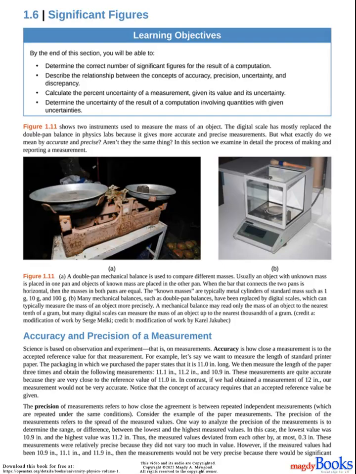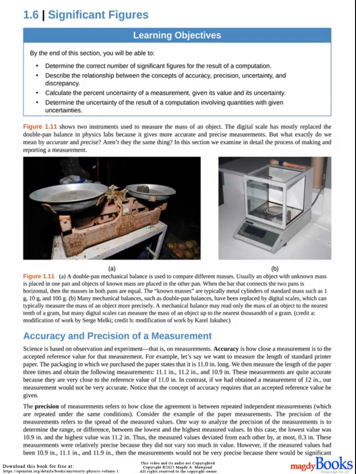The precision of measurements refers to how close the agreement is between repeated independent measurements, which are repeated under the same conditions. Consider the example of the paper measurements. The precision of the measurements refers to the spread of the measured values. One way to analyze the precision of the measurements is to determine the range, or difference, between the lowest and the highest measured values. In this case, the lowest value was 10.9 inch and the highest value was 11.2 inch. Thus, the measured values deviated from each other by, at most, 0.3 inch. These measurements were relatively precise because they did not vary too much in value.